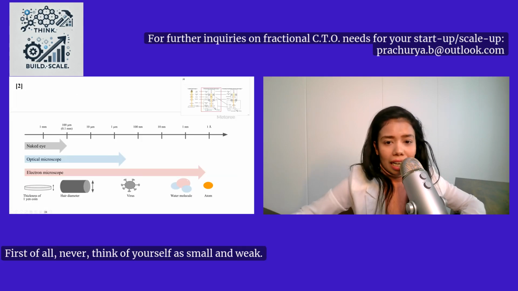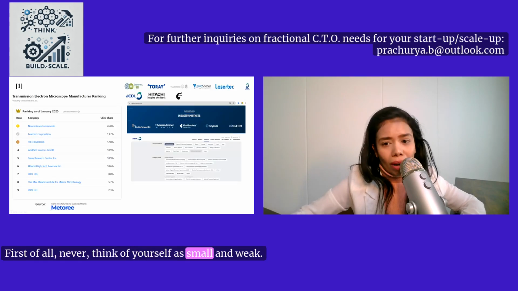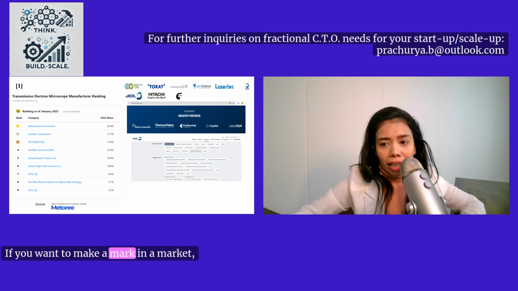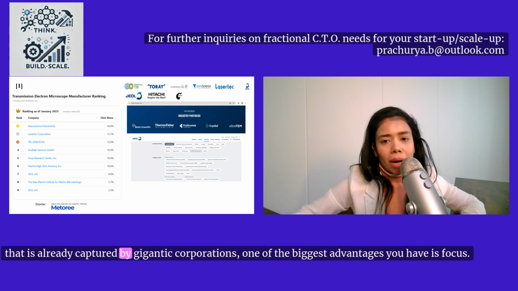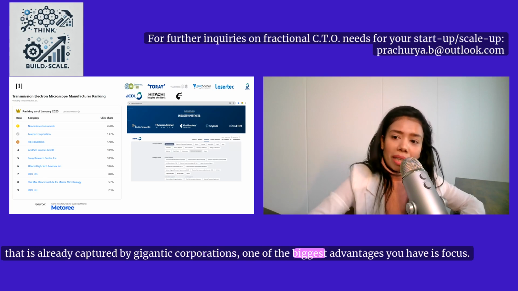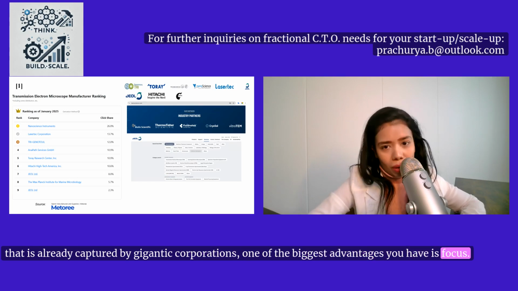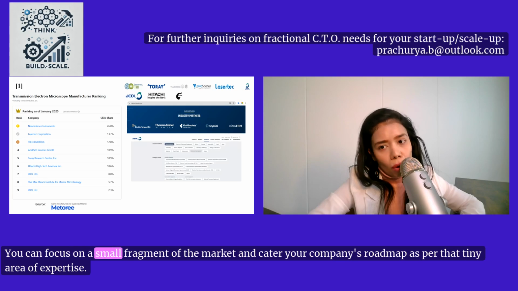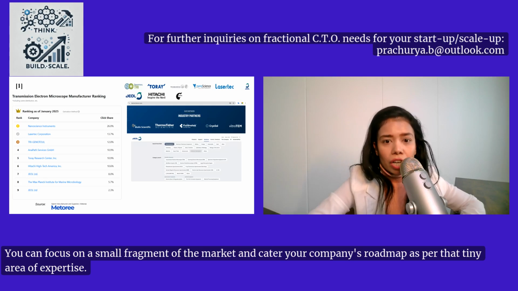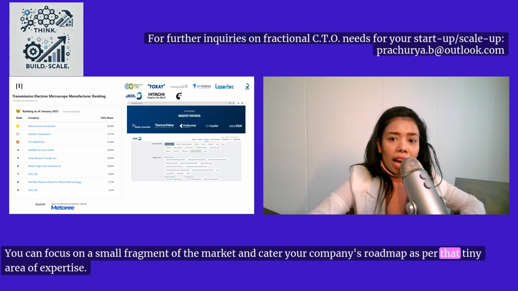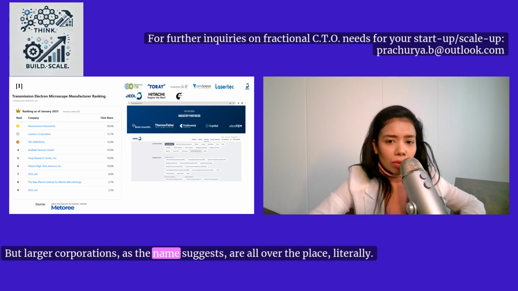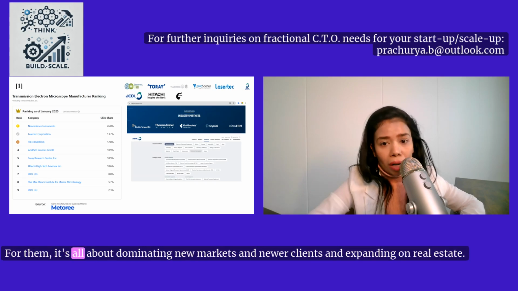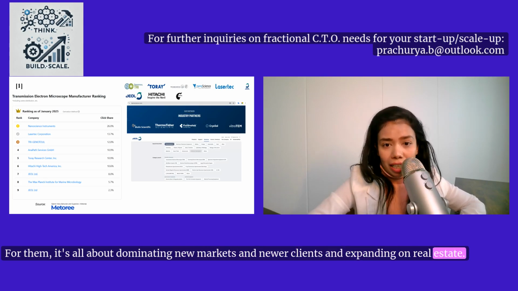First of all, never think of yourself as small and weak if you want to make a mark in a market that is already captured by gigantic corporations. One of the biggest advantages you have is focus. You can focus on a small fragment of the market and cater your company's roadmap as per that tiny area of expertise. But larger corporations, as the name suggests, are all over the place, literally. For them, it's all about dominating new markets and newer clients and expanding on real estate.